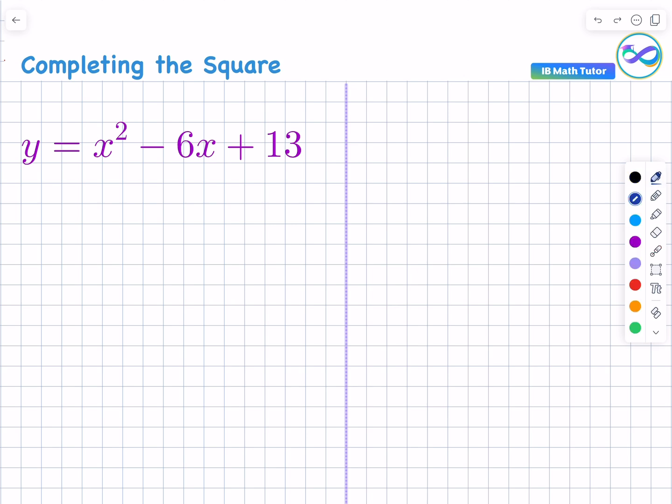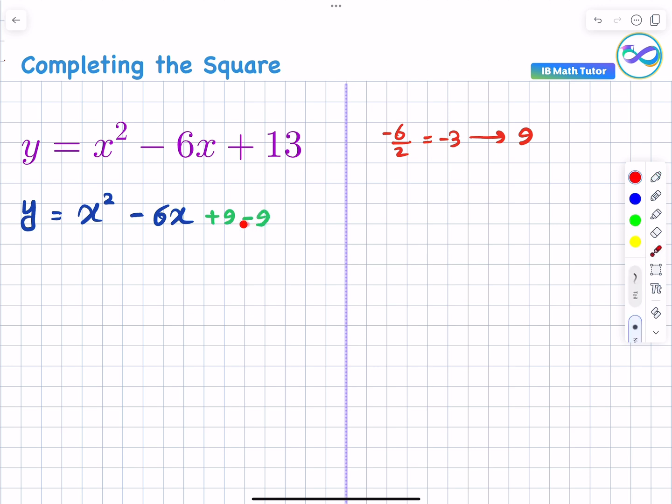So here, to complete the square, first, we write the first two terms as they are, x squared minus 6x. Then we take the middle coefficient, which is negative 6, and divide by 2, which gives negative 3. After that, we square the negative 3, which becomes positive 9. That's why I will add 9 and then immediately subtract 9, because as we know, 9 minus 9 is 0, so it's like we've added nothing here. Then we have plus 13.